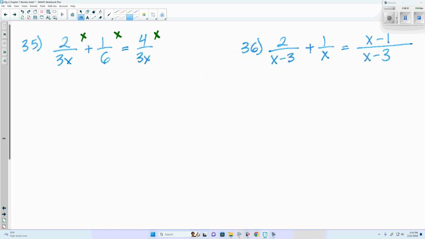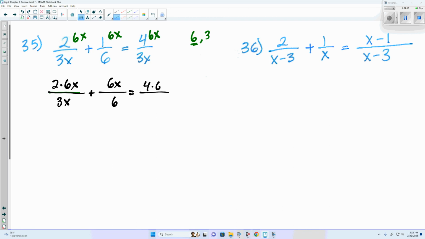Now it's very tempting to just want to multiply by 3 and 6. It would give us the right number, but the first number that will make both 3 and 6 be the same is 6. So we're actually going to multiply everything by 6x. Because if we do this, and I'm going to write it out so that we see this, we have 2 times 6x over 3x plus 1 times 6x is just 6x over 6 is equal to 4 times 6x over 3x.